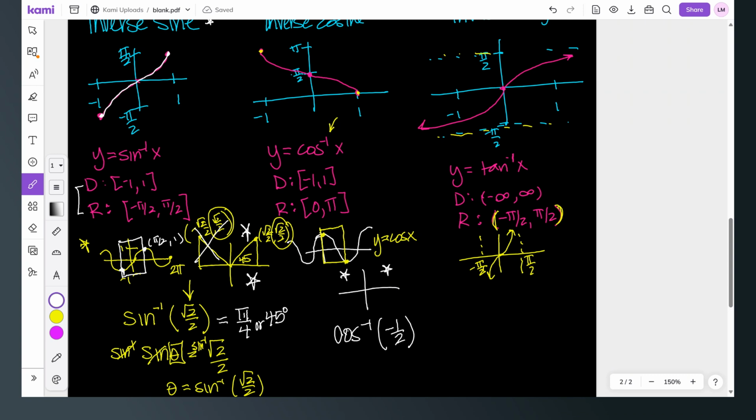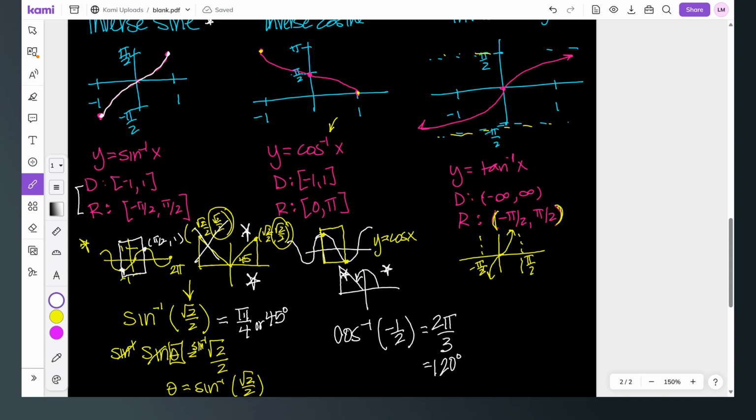So I go to quadrant 2, I look on my unit circle, what angle gives me an x value of negative 1/2? Well, that would be a 60-degree reference angle or pi over 3 reference angle, and so that gives me 2 pi over 3 for my angle measure, or 120 degrees if I want a degree measure.